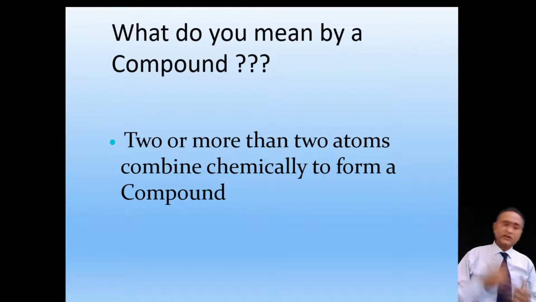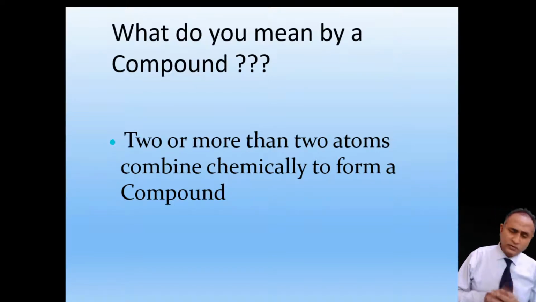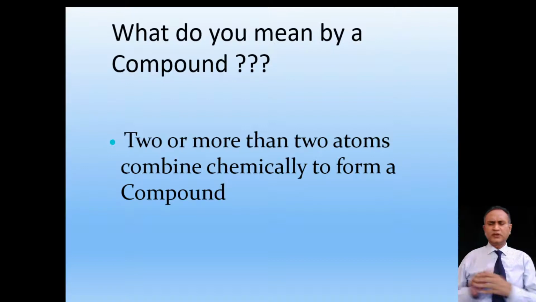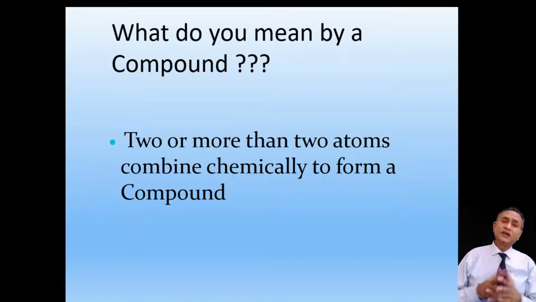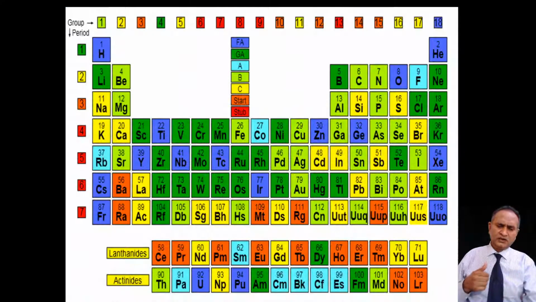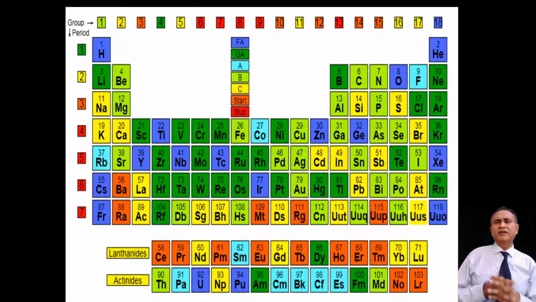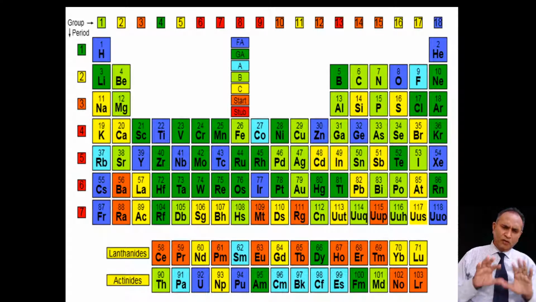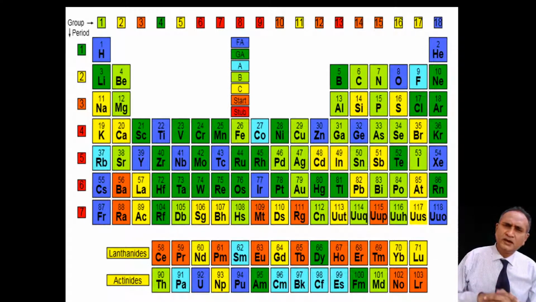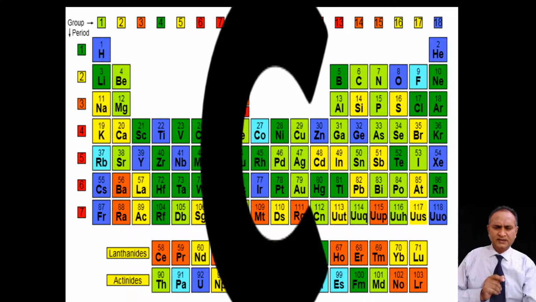Okay, so that's why the definition is there. You can see on the screen, two or more atoms combine chemically to form a compound. Now the question is, we have about 118 elements, which you can see in the periodic table. How many estimated compounds are there of all of these elements? Any guess?